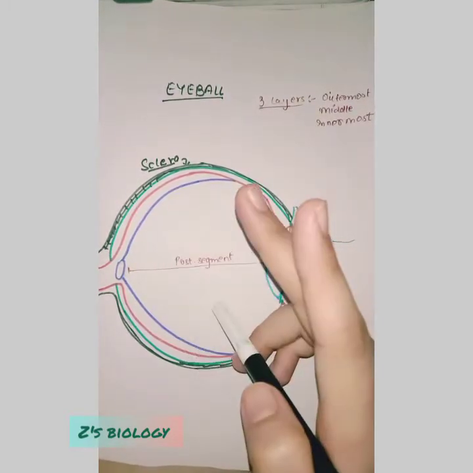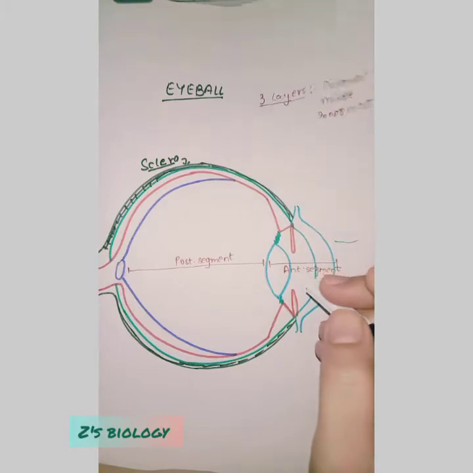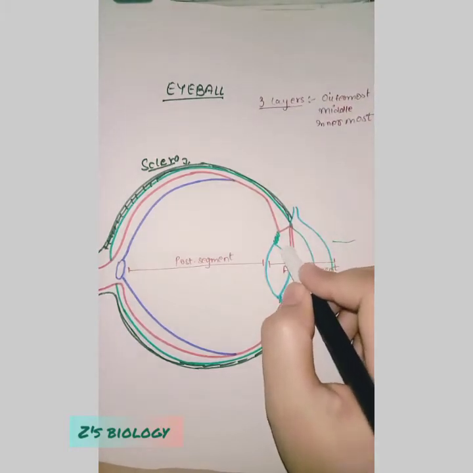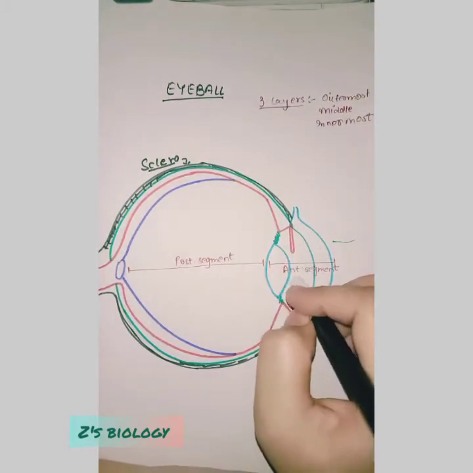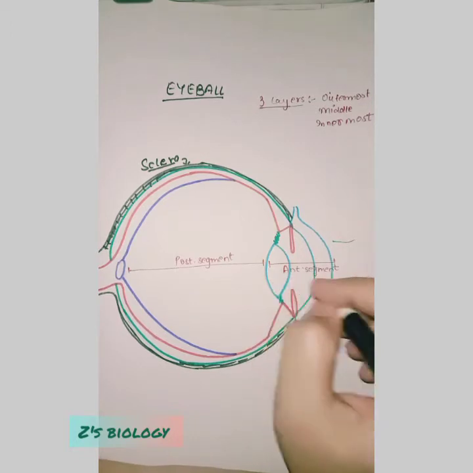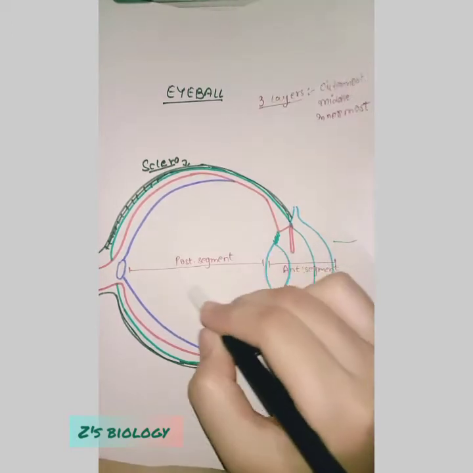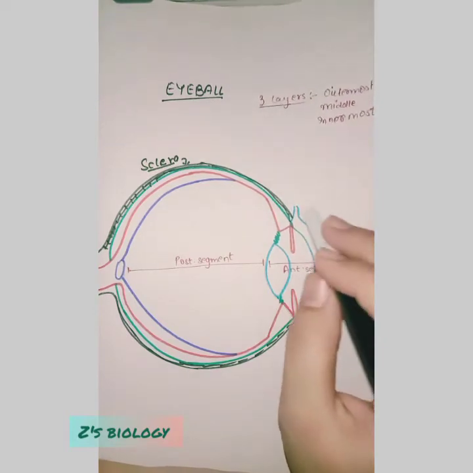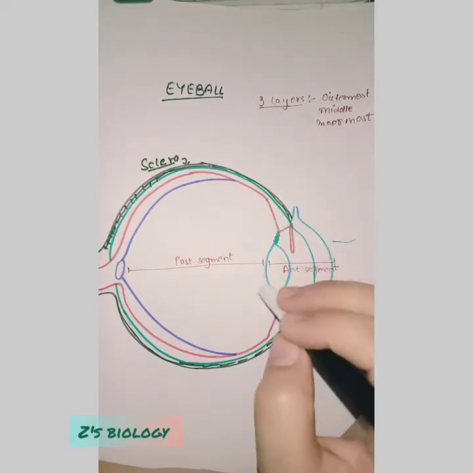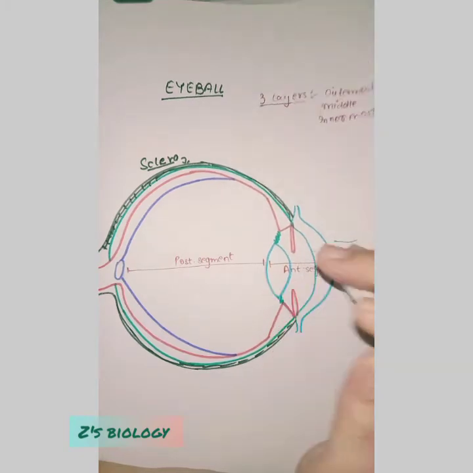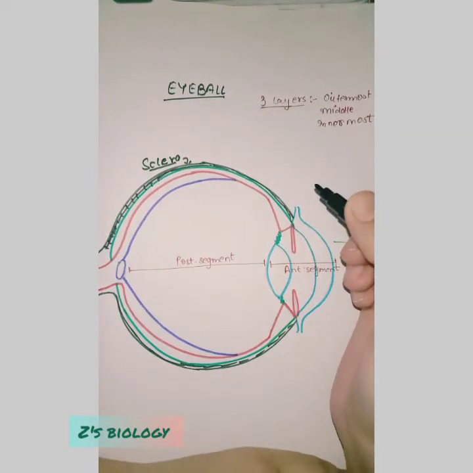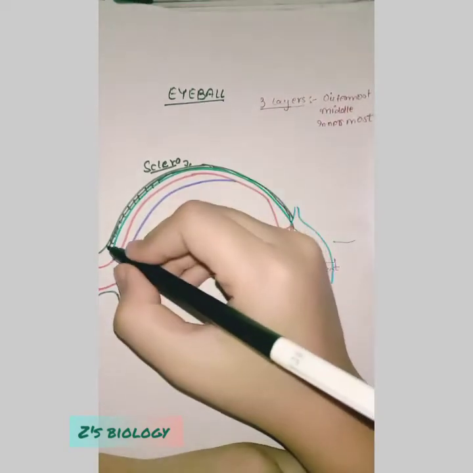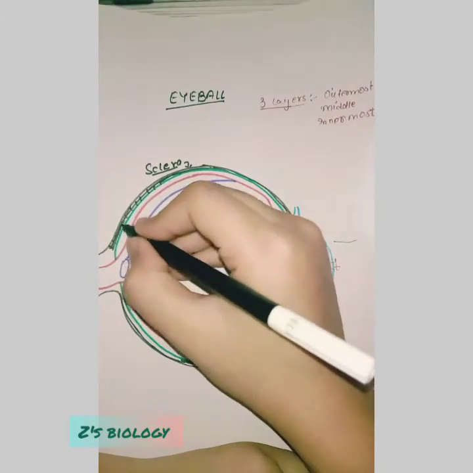Do not confuse them with the chambers of the eyeball, because the anterior chamber and posterior chamber are different in the eye, whereas the anterior segment and posterior segment are different in the eye. The anterior chamber and posterior chamber I will tell you further in the lecture. So coming back to the sclera, the outermost layer of the eye.